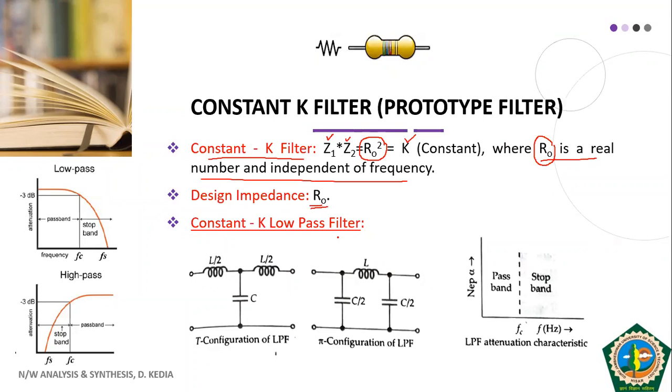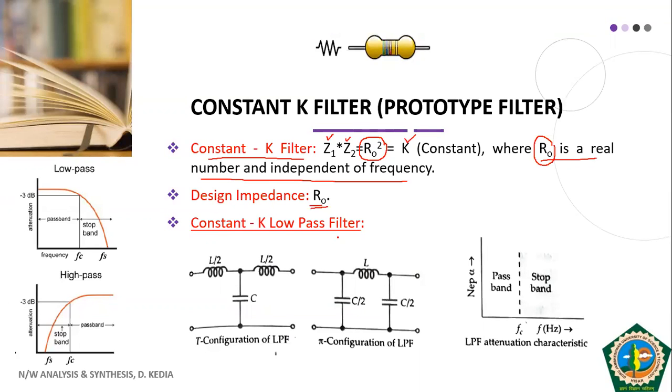As I told you in the classification of filters, every filter will be of the type low pass, high pass, band pass, or band stop. So for your constant K filters or prototype filters, each of these can be low pass, high pass, band pass, or band stop. We will look at the circuit or the structure of these different types of filters under the category of constant K filter or prototype filter.